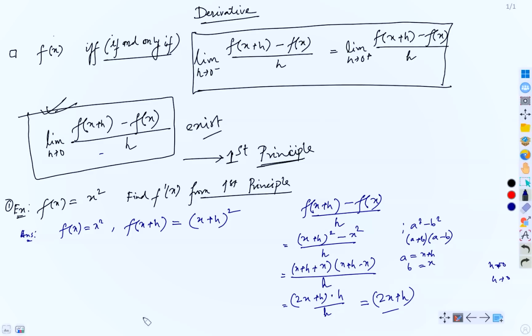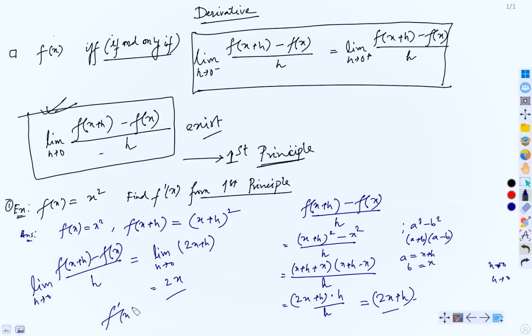Now, if we take the limit, as we have derived here, the whole expression boils down to this form. Therefore, we can write the limit of 2x plus h as h tends to 0, which is 2x. So, from the first principle, we evaluate the limit, and f dash x is 2x, right?